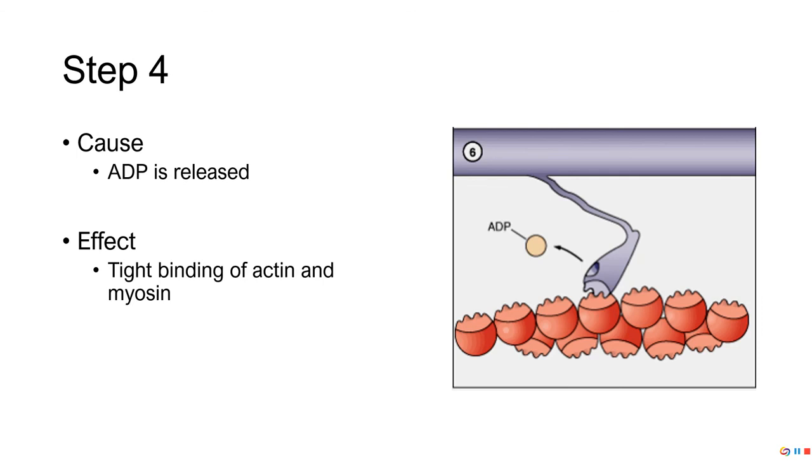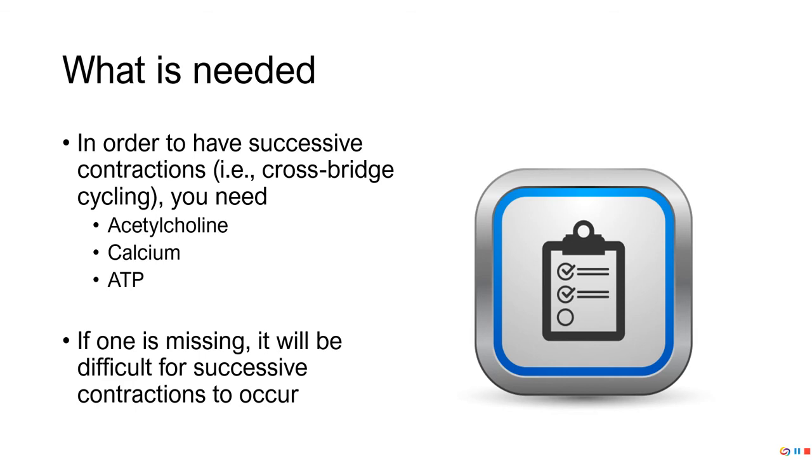And this process will continue and the muscle will shorten as long as there are three things present, which are acetylcholine, calcium, and ATP. If any one of those things is not available or is missing, it will be very difficult, maybe even impossible, for successive muscle contractions or successive cross-bridge cycles to occur.